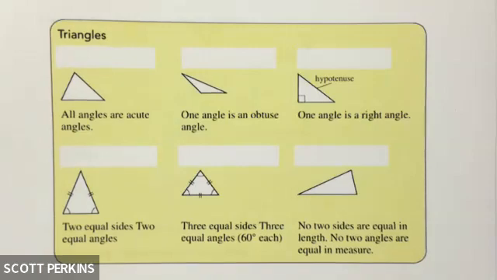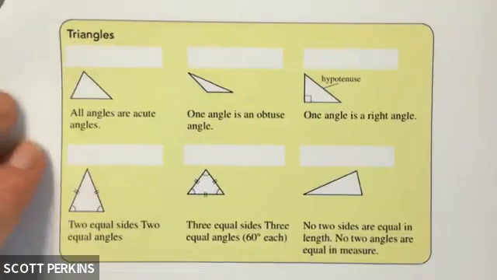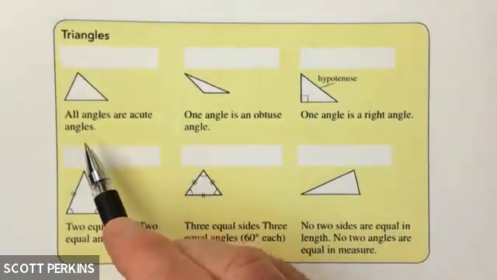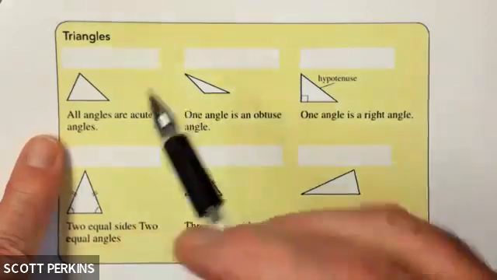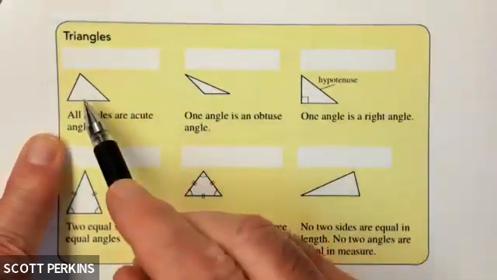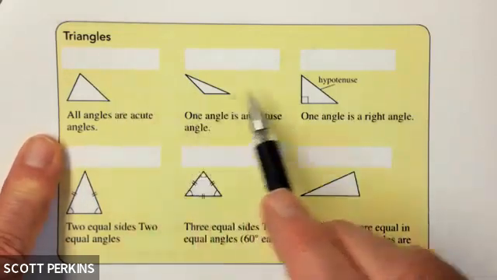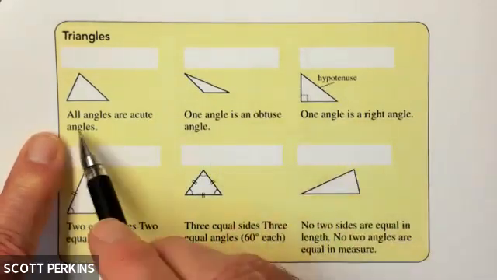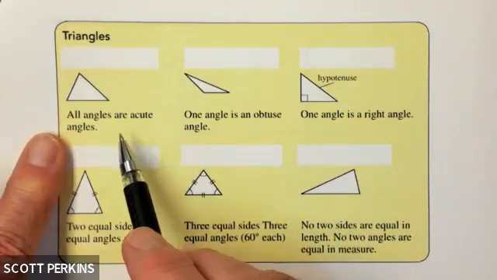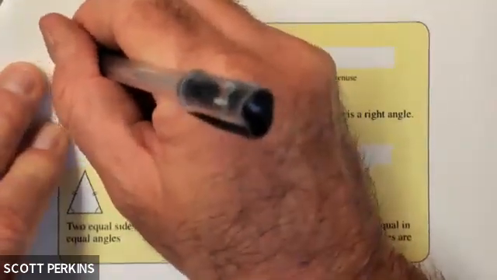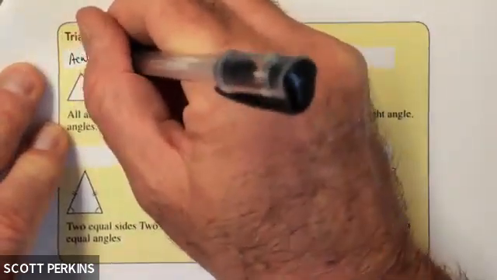Triangles are classified in two different ways. So I'm just going to tell you the classifications that you distinguish here. So this top row right here, we're going to learn the classifications of triangles based on their angles. If all the angles are acute angles, then what you have is an acute triangle.